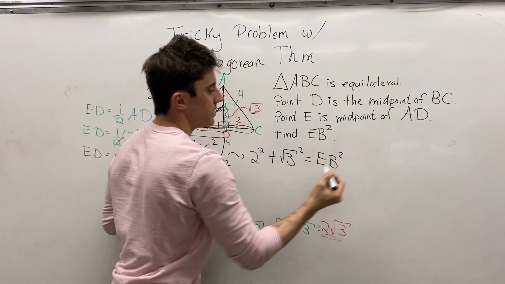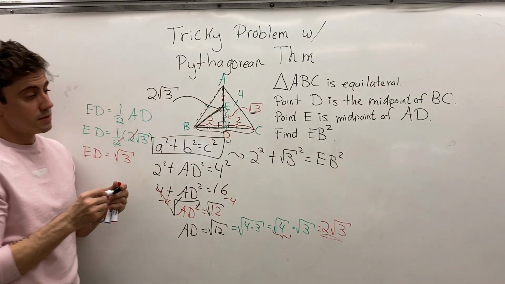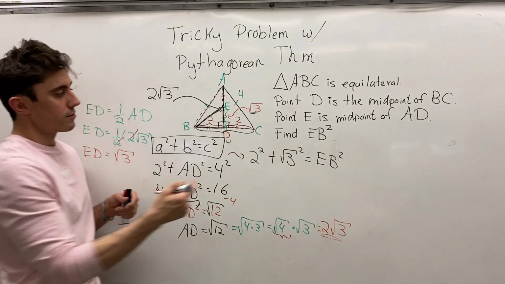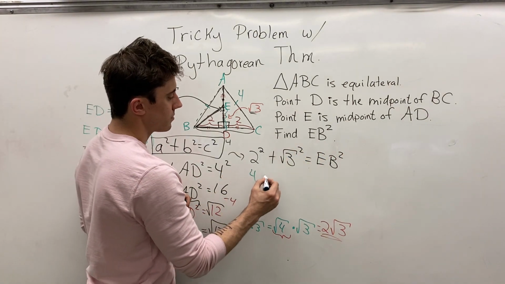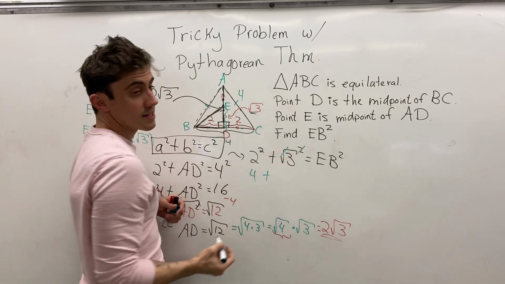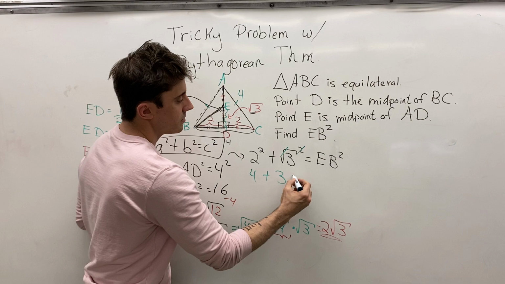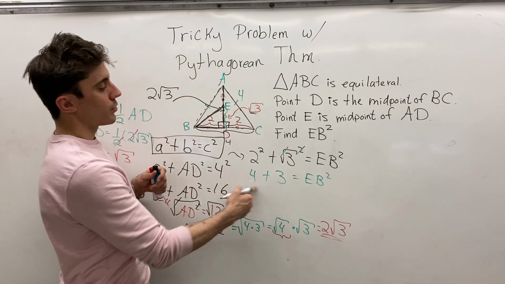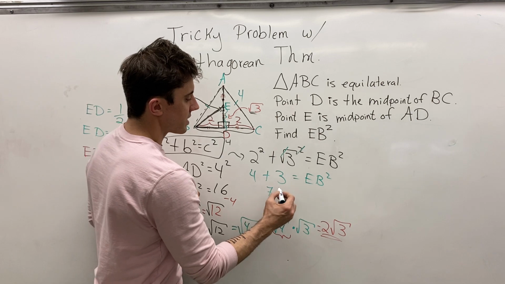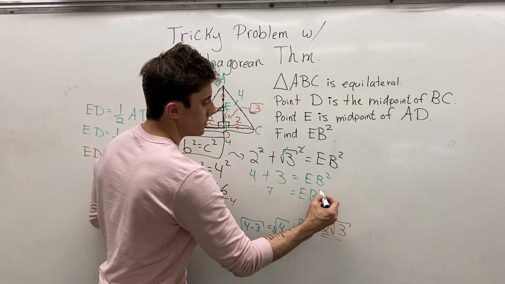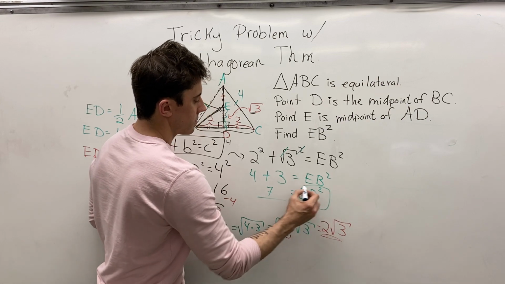And now we can feel like we're getting closer to the end because EB squared is precisely what we're asked to find. Now, 2 squared is 4 plus the square root of 3 squared, the square root and the square cancel out, and so we simply get 3 is equal to EB squared. And then finally, putting it all together, 4 plus 3 means that 7 is equal to EB squared.